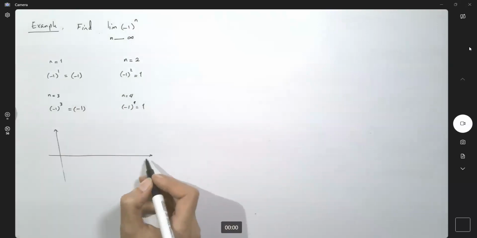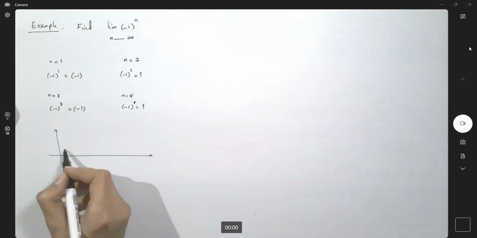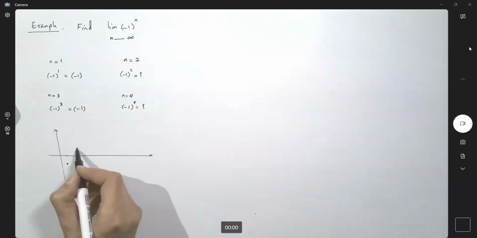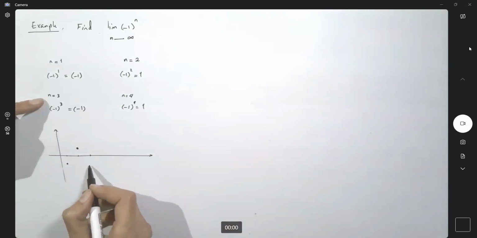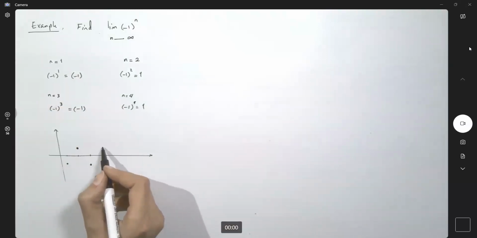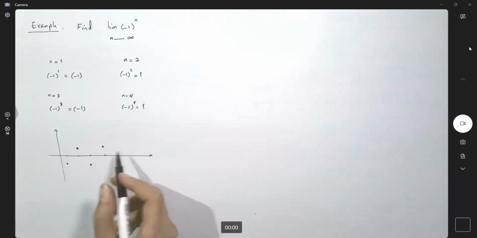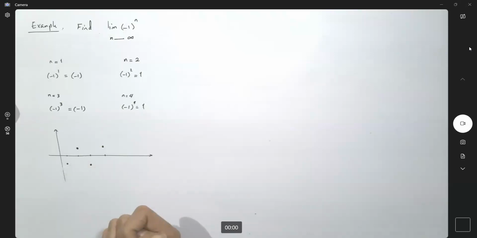If I ask you to graph this sequence, when n is equal to 1, my y value is -1. When n is equal to 2, my y value is 1. If n is equal to 3, my y value is -1. And when n is equal to 4, my y value is 1. So the graph is oscillating between -1, 1, -1, 1, and so on.